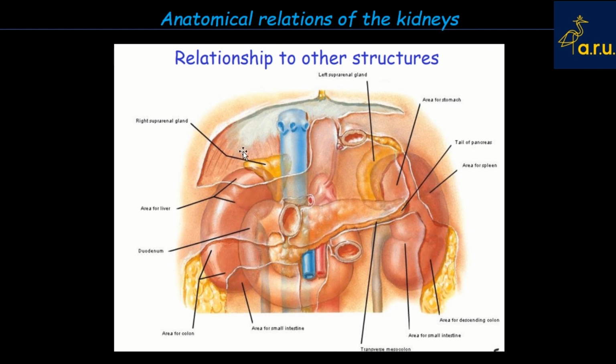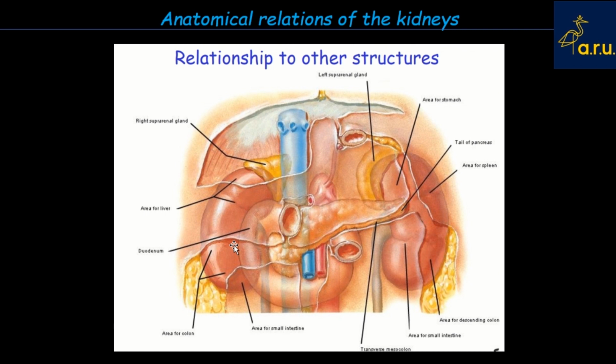Then the right kidney is also related anteriorly to the C-shaped structure over here, which is the duodenum. You can see the first part of the duodenum here, the second part over here, the third part here, and then the fourth upturned part over here. Duodenum is part of the small intestine, and you can see it is housing the head of the pancreas inside it. The duodenum is the anterior relation of the right kidney.